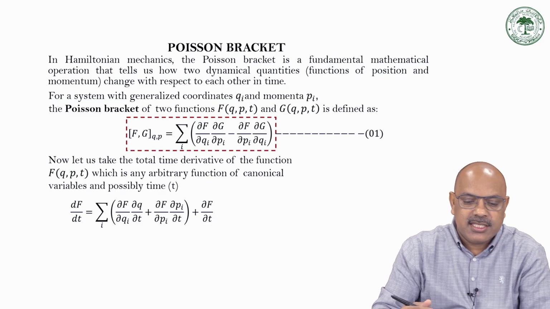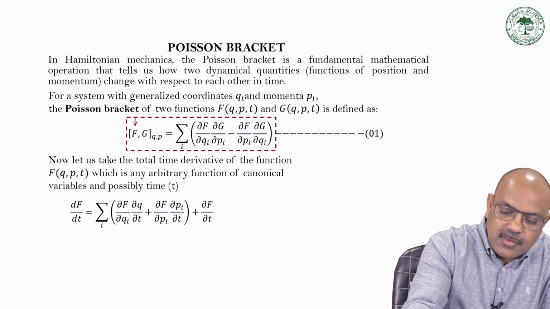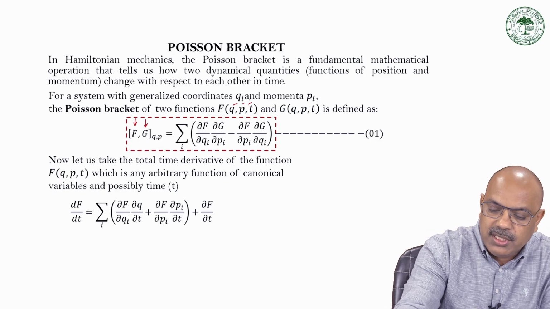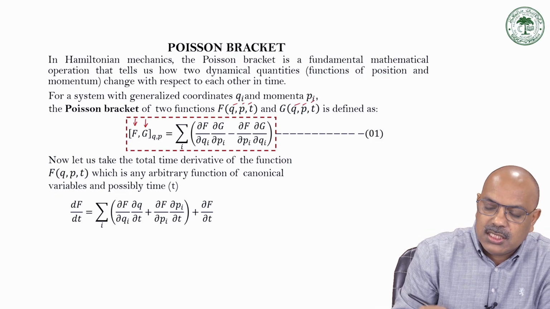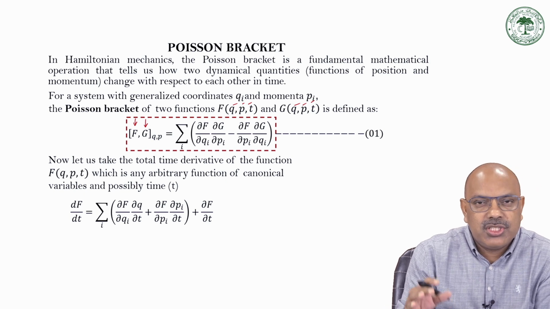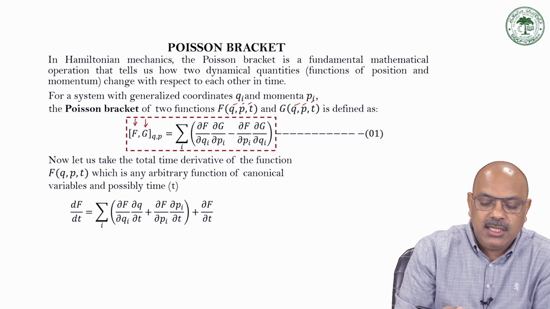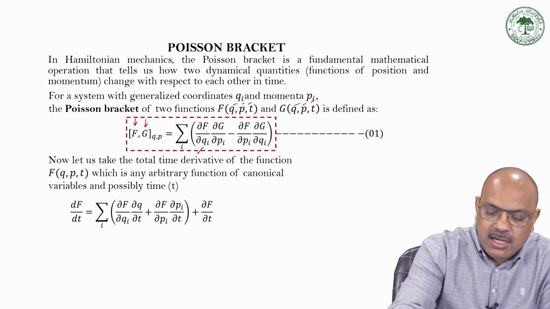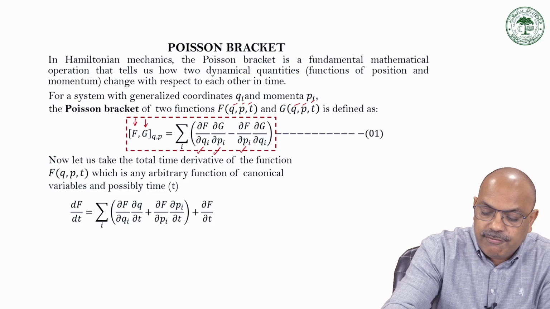And this is given as follows: if I have two functions, f and g, that depend upon q, p and t variables, then how these two, f and g, change with respect to q and p is given by the change of f with respect to q, change of g with respect to p, minus the change of f with respect to p, change of g with respect to q.